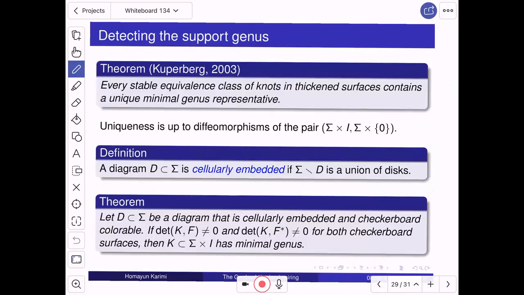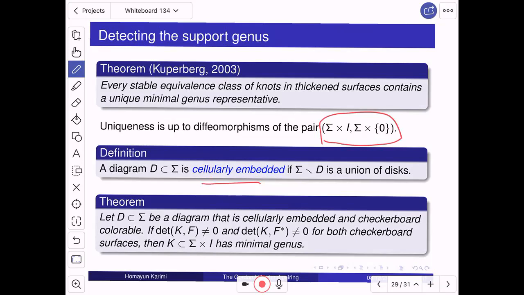So Cooperberg showed that if you start with any stable equivalence class of a knot, it has a unique minimal genus representative, and uniqueness is up to diffeomorphism of the pair sigma cross I and sigma cross 0. And we had this definition before. A diagram is called cellularly embedded if the complement of the diagram is disks.